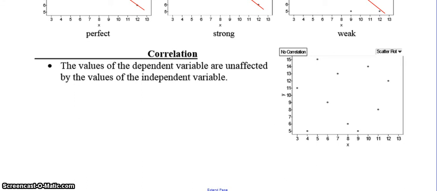No correlation is when the values of the dependent variable are unaffected by the values of the independent variable. So if you look at your scatter plot and you really cannot decide whether the points trend upwards or downwards, that's when there would be no correlation.